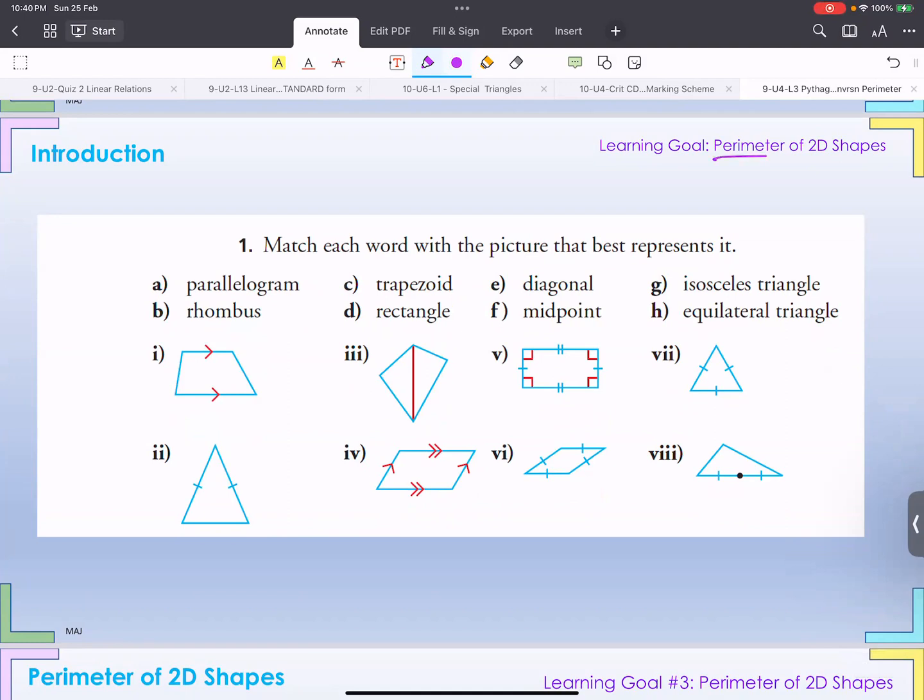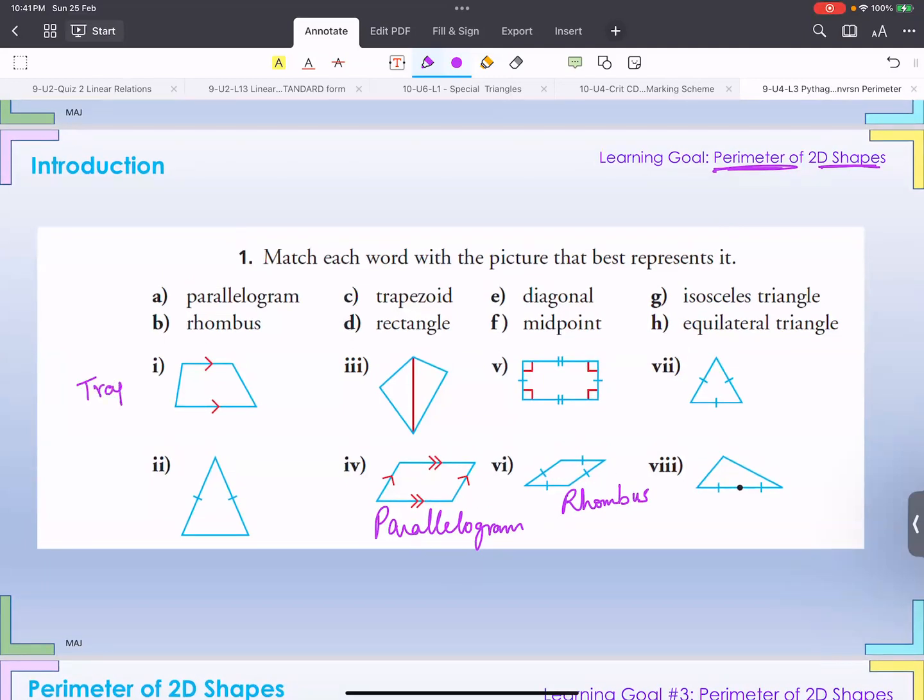So to find the perimeter of 2D shapes, we first of all need to recognize a few shapes. Can you pause and match the shapes? Okay, parallelogram, rhombus, trapezoid, which is also called trapezium, depending on whether you're using British English or US English, or North American English for that matter.